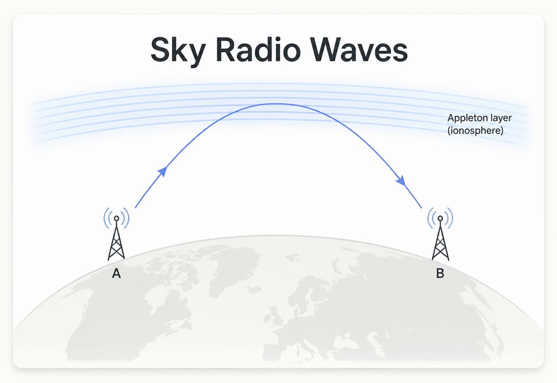A transmitting station sends radio waves skyward into the ionosphere, specifically a region called the Appleton layer. As the wave enters this less dense atmospheric layer, it continuously refracts away from the normal until it undergoes total internal reflection. It then bounces back down to Earth, allowing a receiver far over the horizon to pick up the signal.